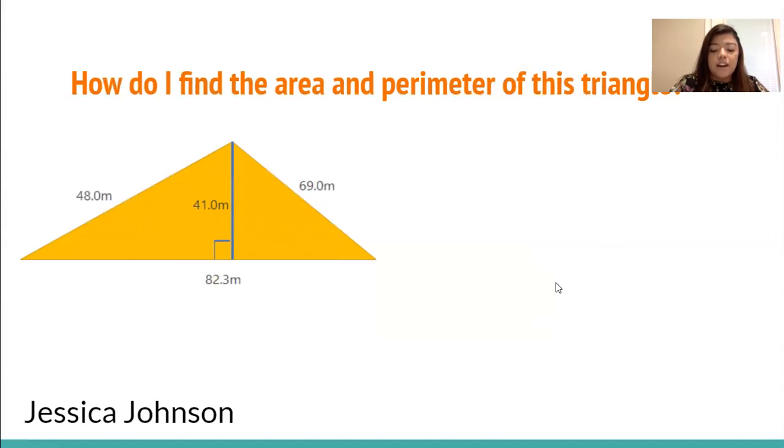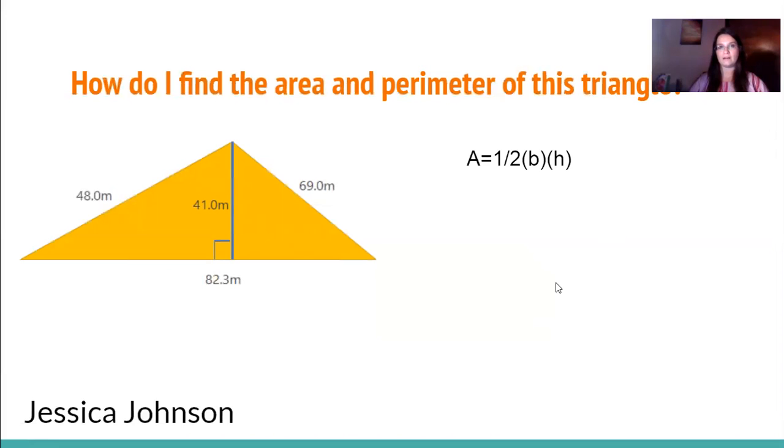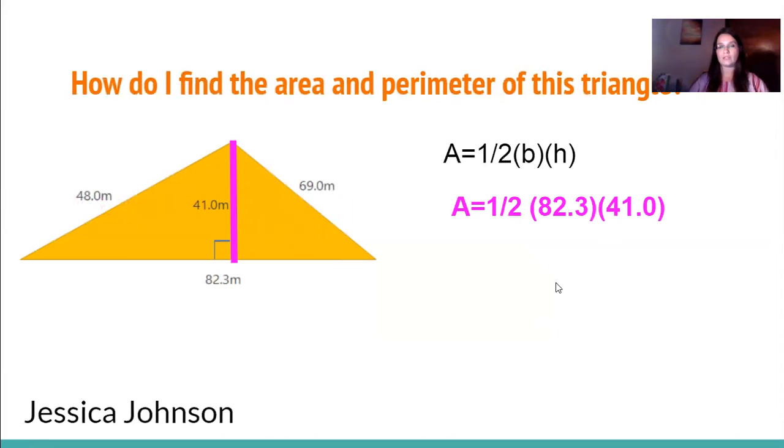Jessica, how do I find the area and the perimeter of this triangle? To find the area of this triangle, we use the formula A equals 1/2 times B times height, with the altitude of the triangle being the height. Fill in our formula and we get A equals 1/2 times 82.3 times 41.0, making the area equal to 1,687.15 meters squared.